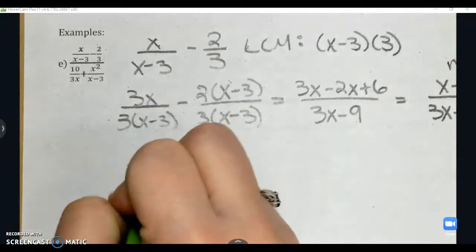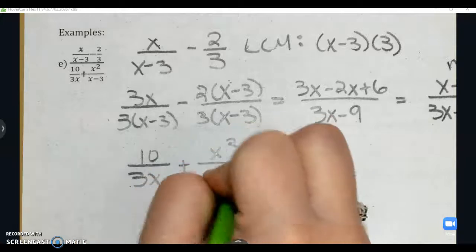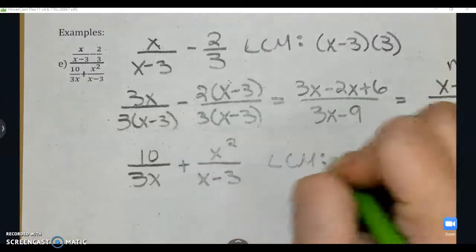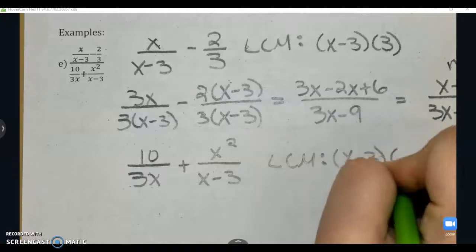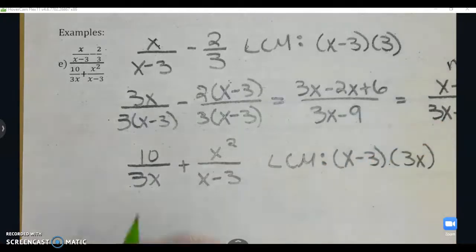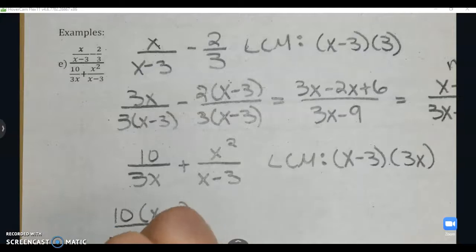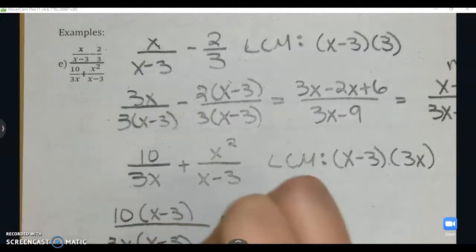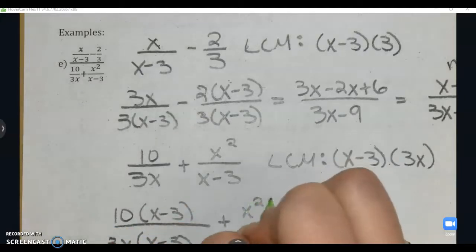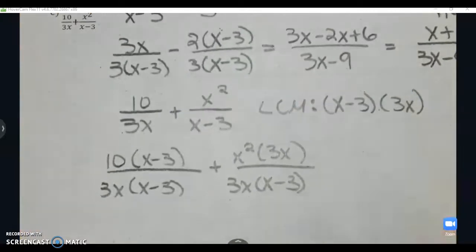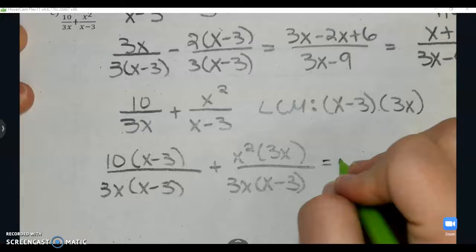10 over 3x plus x squared over x minus 3. Again, I need a common denominator. That least common multiple is going to be x minus 3 times 3x. So the first fraction gets multiplied by x minus 3. Our second fraction is going to get multiplied by 3x. So we now have matching denominators, so I can add these fractions.